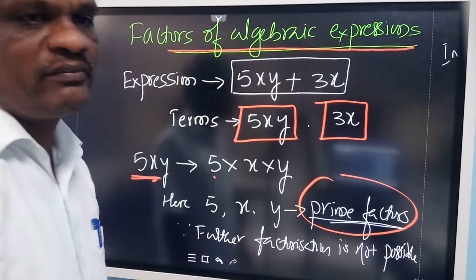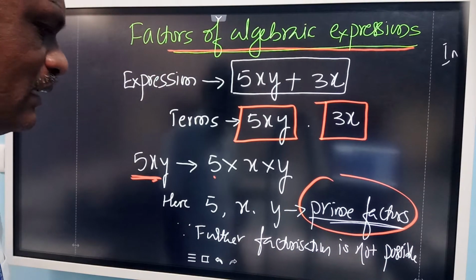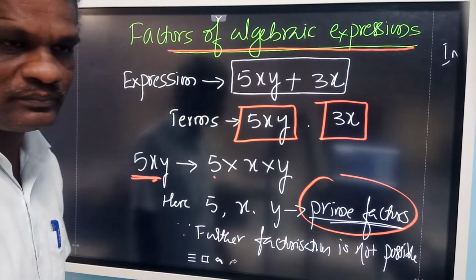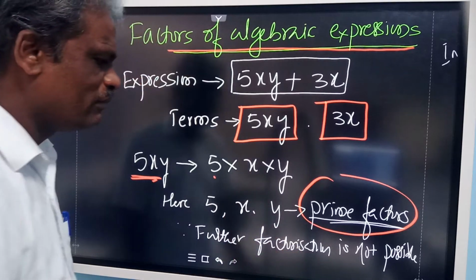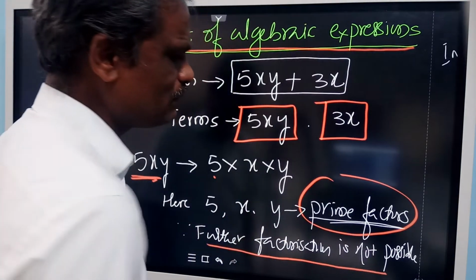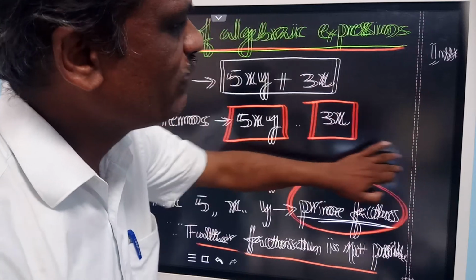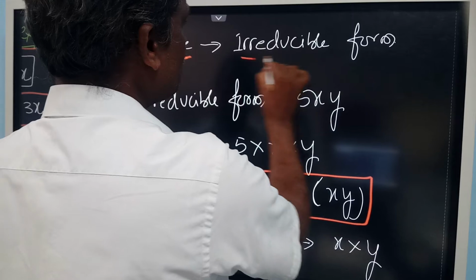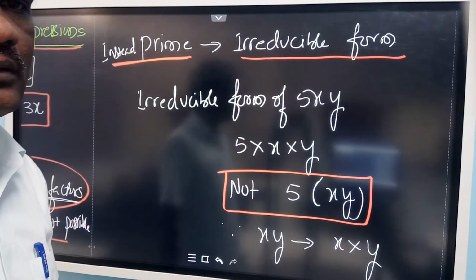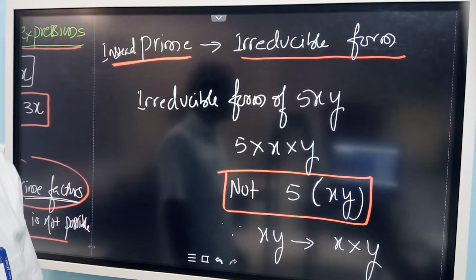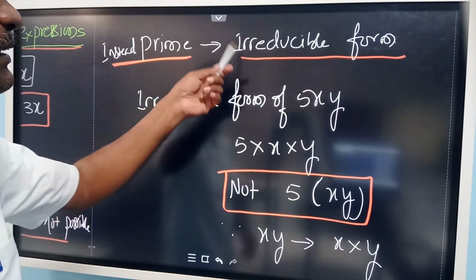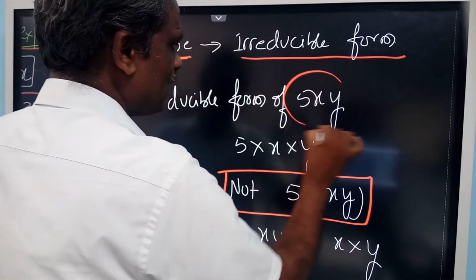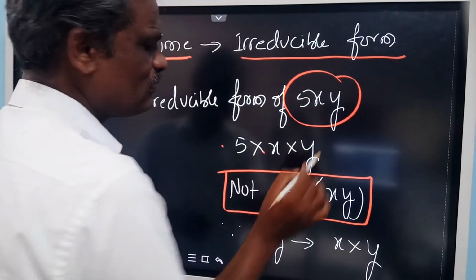But in algebra, we don't use the word prime factors. Instead, we say that it is in irreducible form. The factors are irreducible because further factorization is not possible. Such an expression we call irreducible form. For example, the irreducible form of 5xy is 5 into x into y. This is the factorization of 5xy.